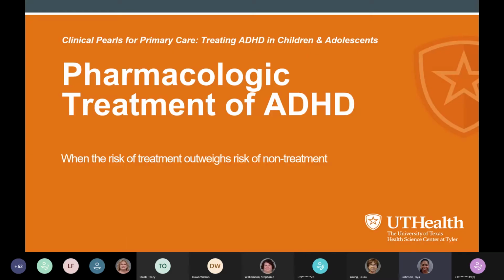Now, let's go to the pharmacologic treatment of ADHD. So you're going to do pharmacological treatment of ADHD when symptoms are present in multiple settings, the impairment is moderate to severe, behavior interventions are inadequate, and/or the risk of treatment outweighs the risk of non-treatment.